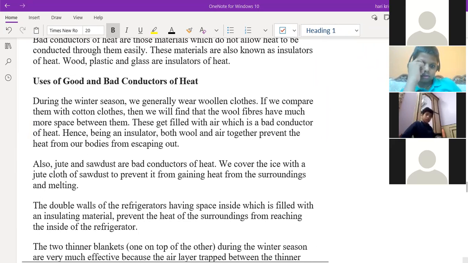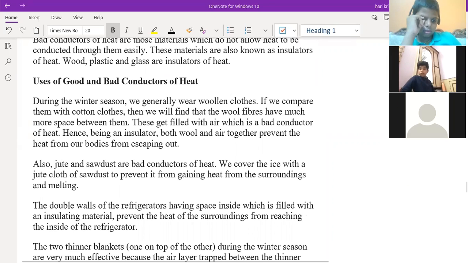So next one is what is the use of good and bad conductors of electricity, heat? So where will we use the good conductors of heat? Where will we use the bad conductors of heat? You tell me first. What are the common examples in your home? Sir, we use conductors of heat in utensils. Wait. Chaitanya, Fatima, Ahana. Yeah, sir.